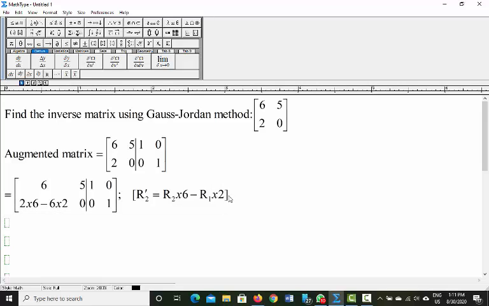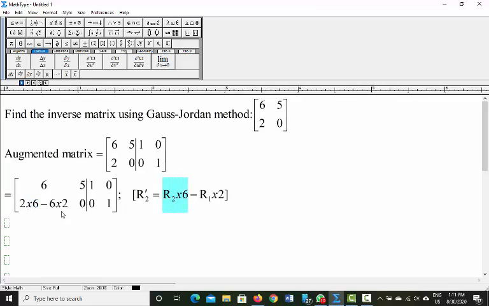Right. So this is the formula. Whatever we have in the second row, we are multiplying the element of the second row by 6. So that means this is the element of the second row, and we are multiplying it by 6.